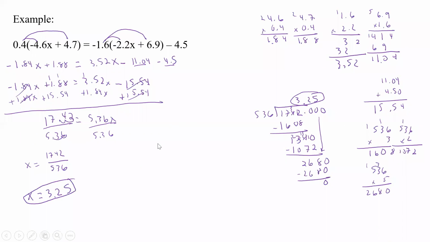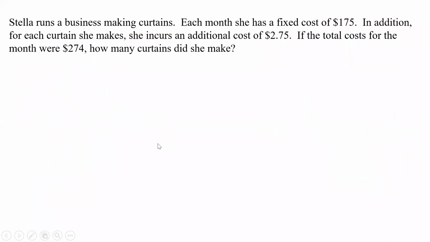All right. Now we have an application. This is a good thing to have as applications for these kinds of questions, because you're going to have your solving equations, so you always have to have an application with it. It says Stella runs a business making curtains. Each month she has a fixed cost of $175. In addition, for each curtain she makes, she incurs an additional cost of $2.75. If the total cost for the month were $274, how many curtains did she make?